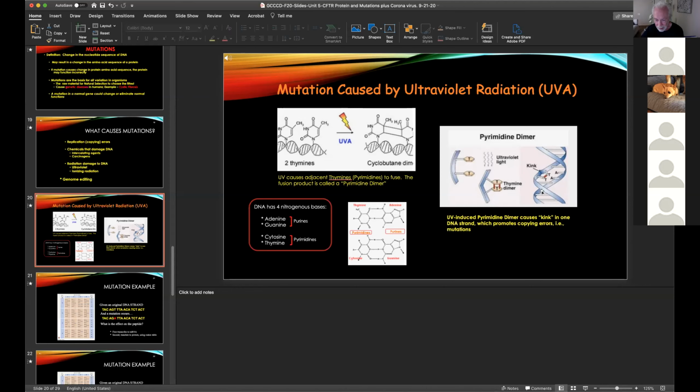So when DNA polymerase 3 comes along, copying, say for cell division, it comes to this kink, it may make a mistake. It may put in the wrong base. It may put in 2 bases instead of 1. It may skip a base. But any change in the DNA sequence is a mutation caused by a kink, caused by a thymine dimer.